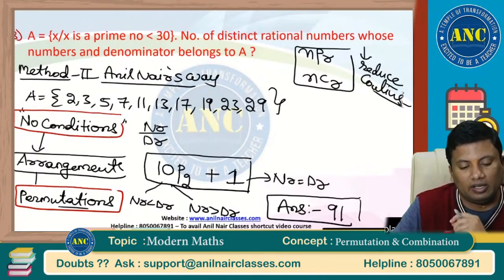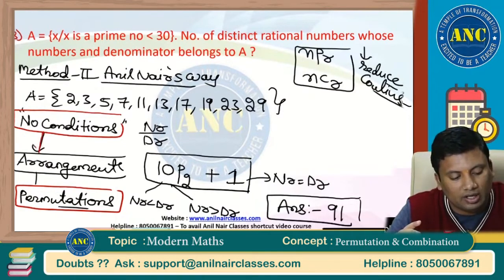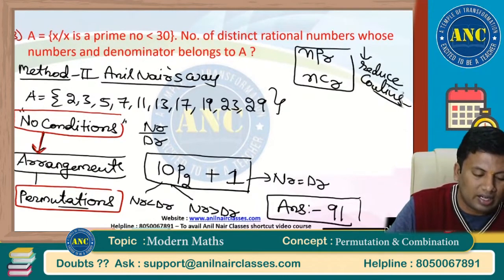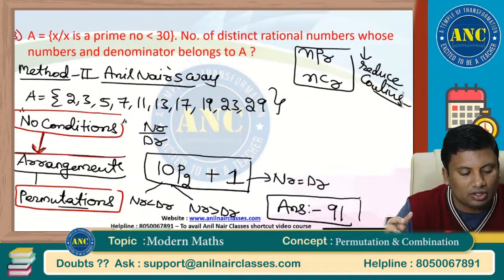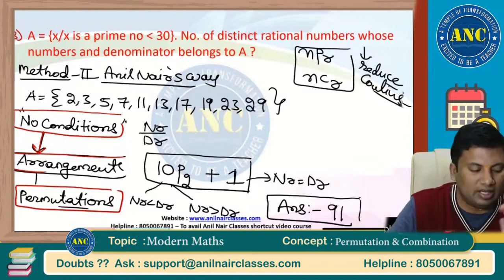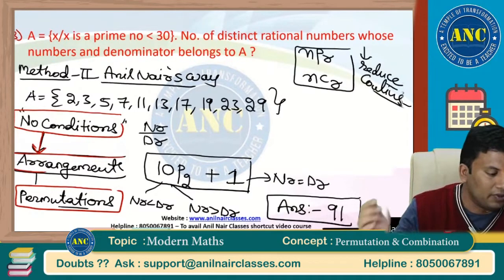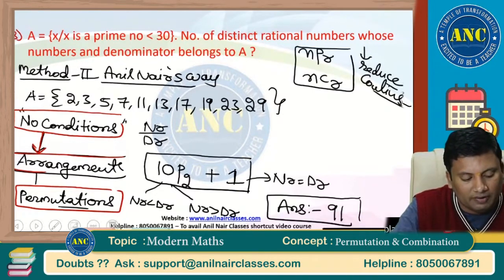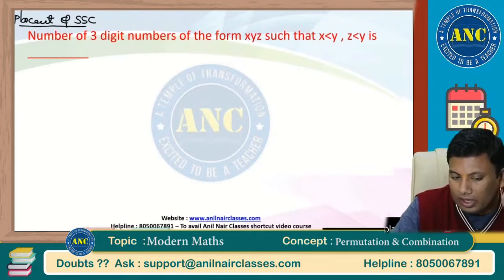10P2 plus 1. If there are no conditions in the question, use arrangement. If there are conditions in the question, use selections. I hope it is clear. Kindly reply if this idea is clear to you. Idea clear, right?